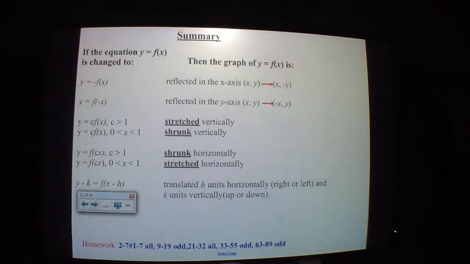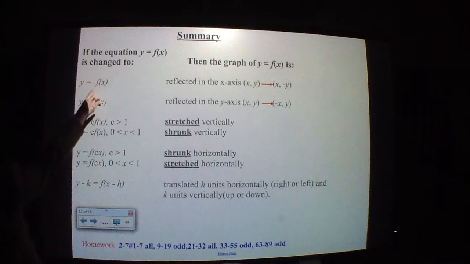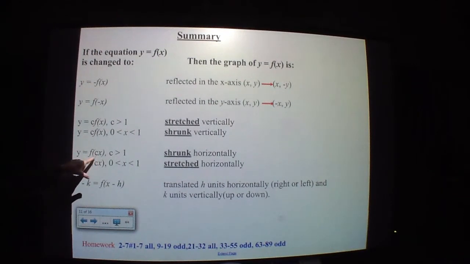In summary, here my y is changing signs, so it's a reflection in the x-axis. Here my x is changing signs, so it's a reflection in the y-axis. These are vertically changing. If c is greater than 1, it stretches it vertically. If c is between 0 and 1, it shrinks it vertically. With the x, it's horizontally changing it. Greater than 1 shrinks it horizontally. Between 0 and 1 stretches it horizontally.